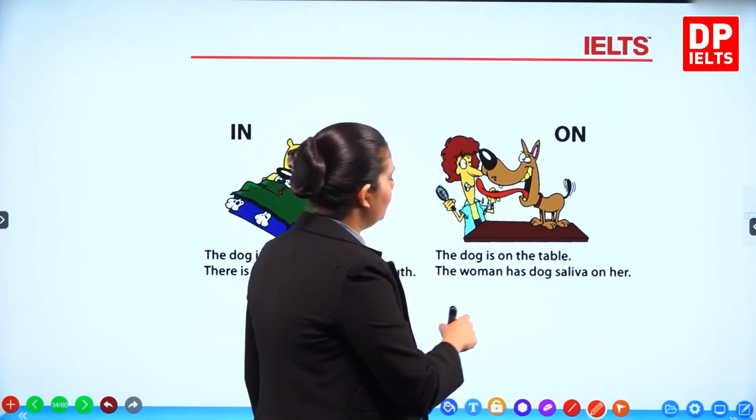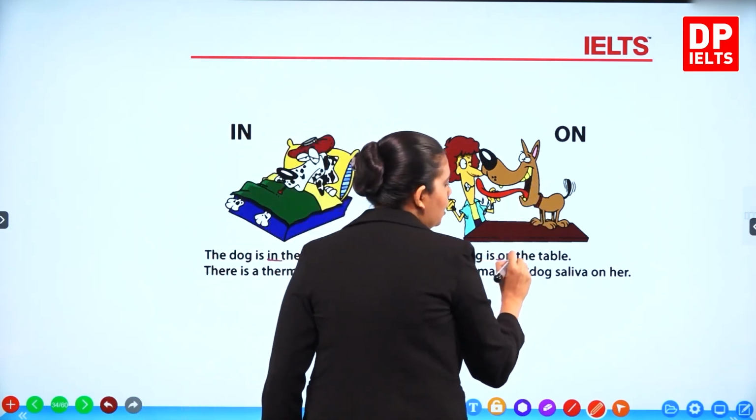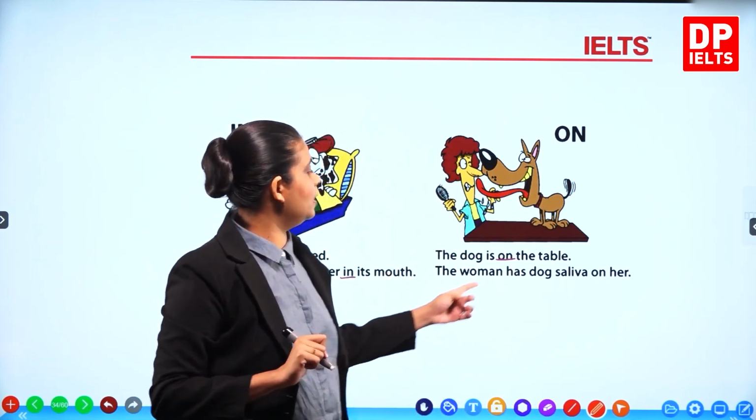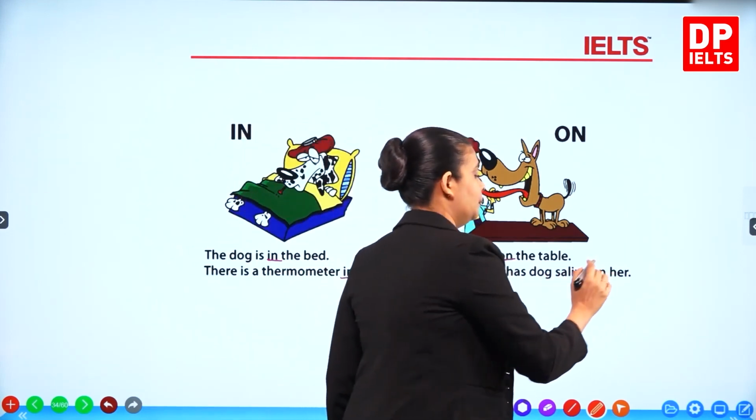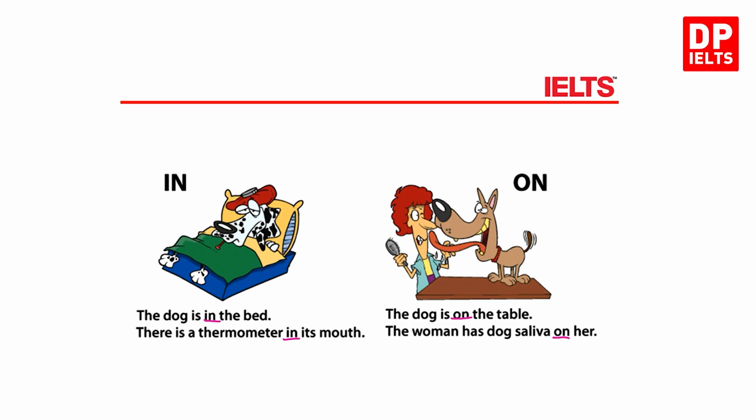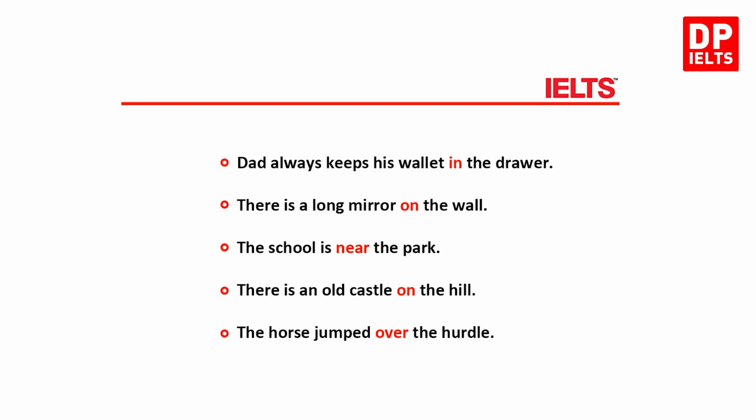On. Where is the dog now? The dog is on the table. The woman has dog saliva on her, right? மேசையின் மீது டாக் உள்ளது. அதாவது ஒரு மேற்பரப்பின் மீது எனும் போது we use on. The woman has dog saliva on her. Saliva என்று சொல்றது எச்சில். So dogல இருந்து, வாயில இருந்து வர எச்சில். அதாவது womanட முகத்துல டாக் எச்சில் உள்ளது.